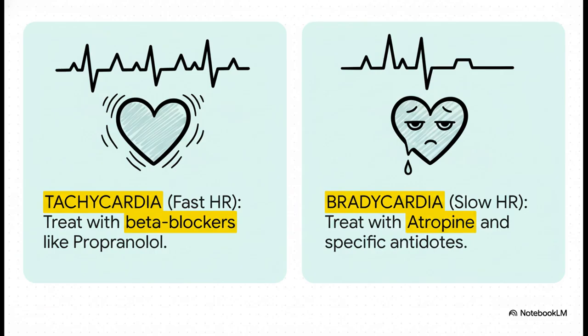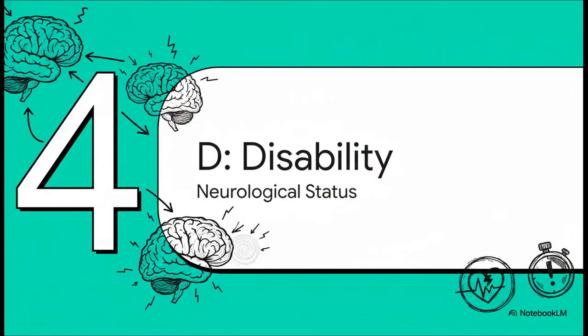If it's plodding along way too slow, that's bradycardia. We use drugs like atropine to speed it up. And in some cases, we might even reach for a very specific antidote. Okay, A, B, and C are stable. Phew. Now we can move on to D for disability.